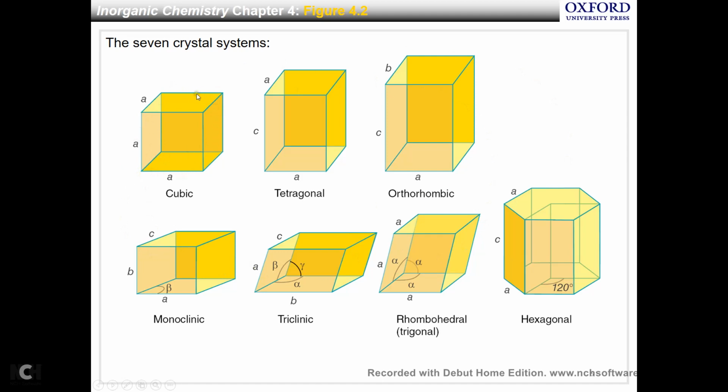So let's look at the cubic structure first. So look at the 3 side lengths. They are exactly the same. A is equal to B is equal to C. So the side lengths are exactly the same. And also, if you look at the angles, they're all 90 degrees.